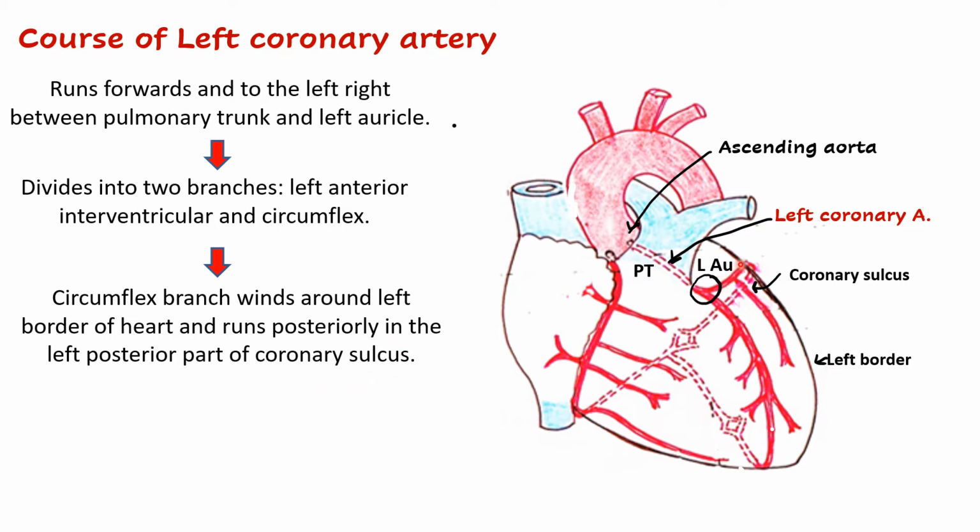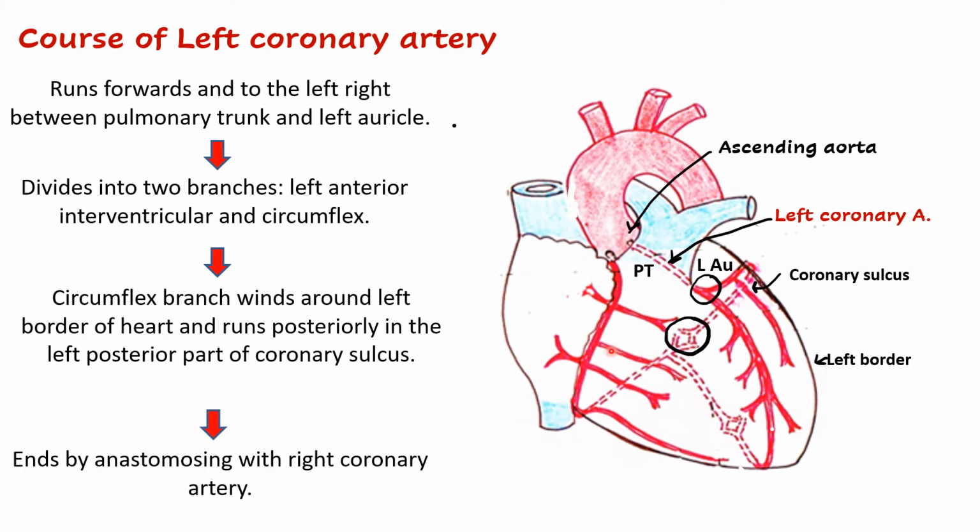This is the circumflex artery winding around which border? This is the left border. And then it runs posteriorly, again shown in dotted line, in the left posterior part of the coronary sulcus. And how does it end? It ends by anastomosing with the branch from the right coronary artery. So this is the course of left coronary artery.